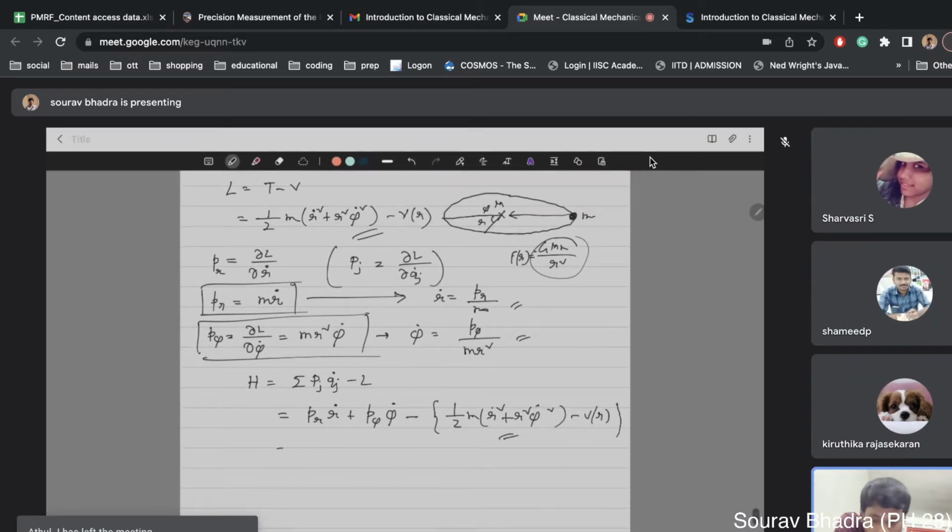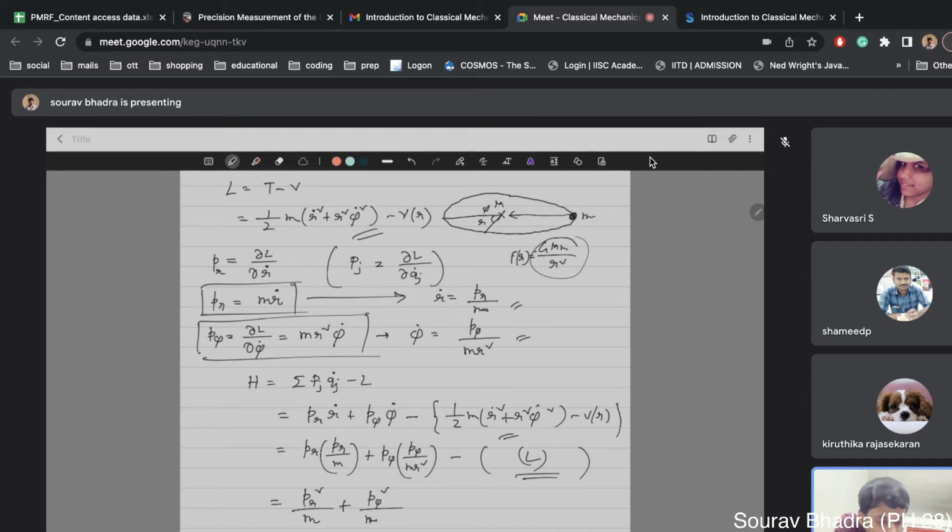Now if we put our r dot and phi dot here, it will give us pr. R dot means another pr by m, plus p phi, and phi dot means p phi by m r square, minus this total term. I am not writing that term. So that will give you, I mean this is the L. Okay, so pr square by m plus p phi square by m r square minus L.